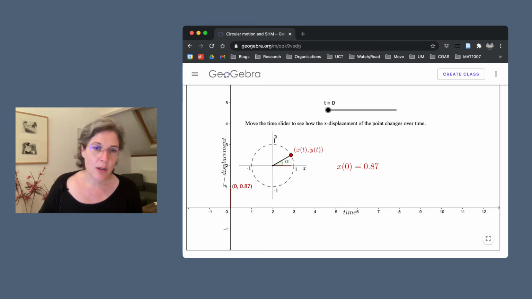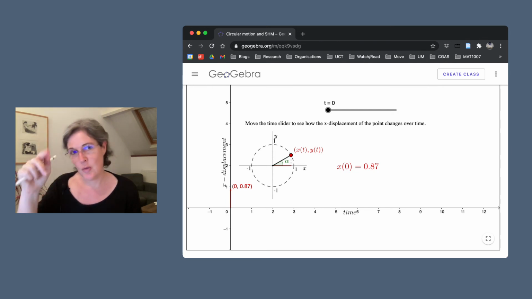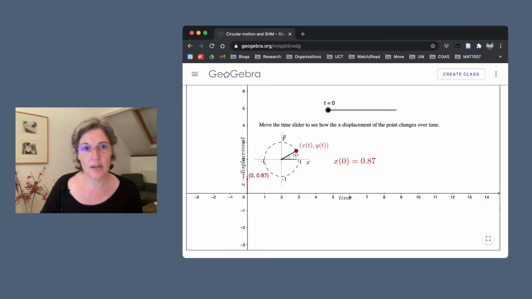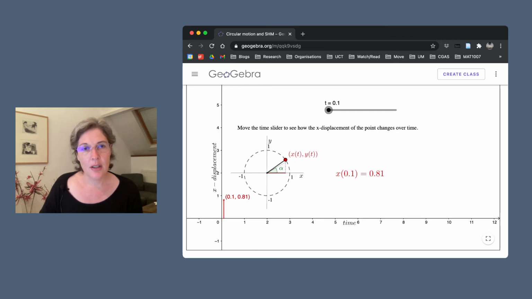So what I'm plotting on the axes below my little diagram is time and x displacement. The diagram that has the circle has x and y, but now I'm just looking at x displacement and how that changes over time. So at time t equals 0, we can see that our x displacement is 0.87. What happens as time progresses? Well, as time progresses, our x displacement changes.